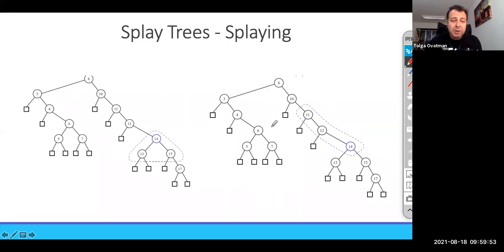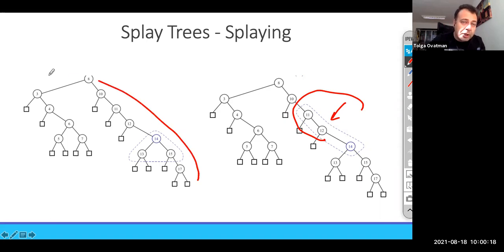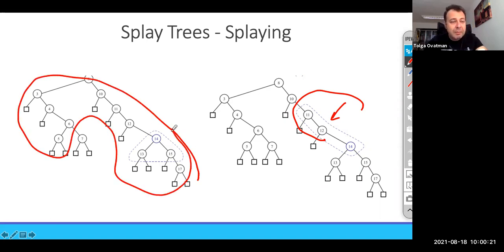When you make an operation, you do the splaying according to where the operation affects the tree. If we are doing the splaying here, it means that we are adding, inserting, removing or searching something at this portion of the tree. That's why we are doing the splaying operation here. Otherwise, we would have to look around the whole tree and make a series of splayings, which is the same as the AVL tree logic, right?